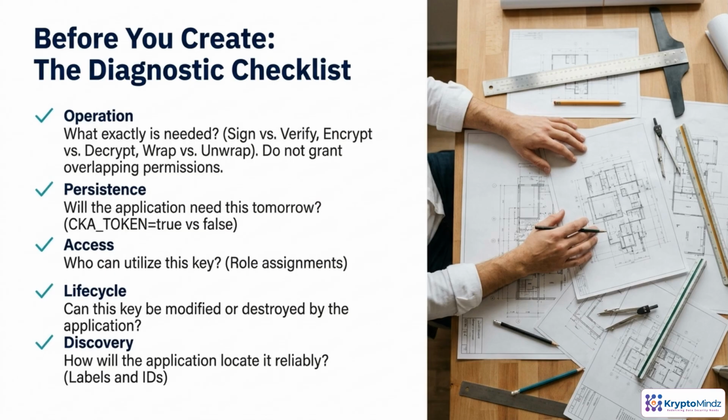Before you create any key, think like a permissions designer. First, decide the exact operations. Will this key only sign, only decrypt, or just wrap other keys? Avoid mixing roles. Next, choose whether it must persist beyond the session with CKA_TOKEN. Then define who can use it and whether it may be modified or destroyed. Finally, plan labels and IDs so your application can always find the right key quickly.